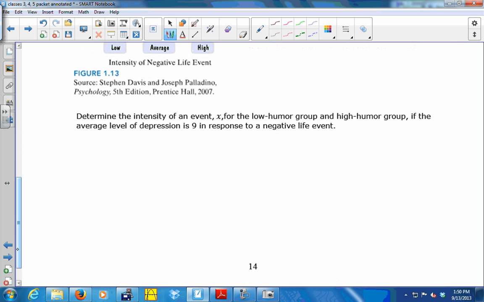Okay, so we want to figure out the intensity of an event X. So what intensity for the low humor group would cause an average level of depression of 9? So I want you to discuss in your groups. We're looking for an X. We're looking for what intensity would cause a depressive response of a 9. And we're looking at the low humor group.